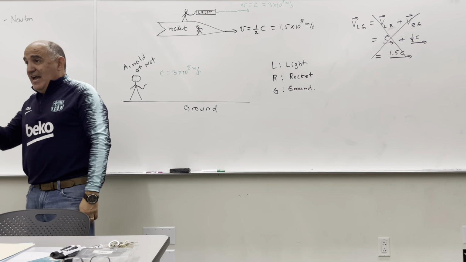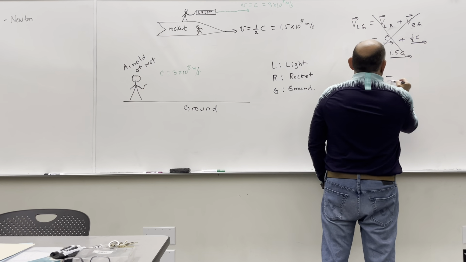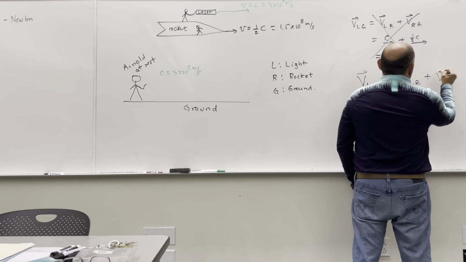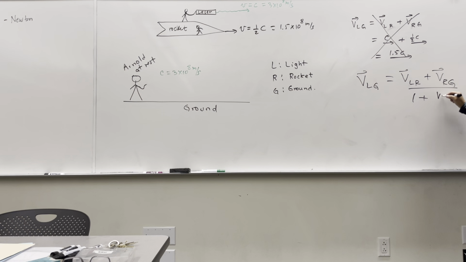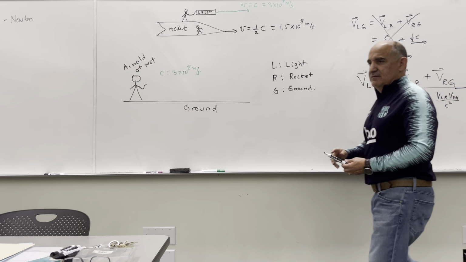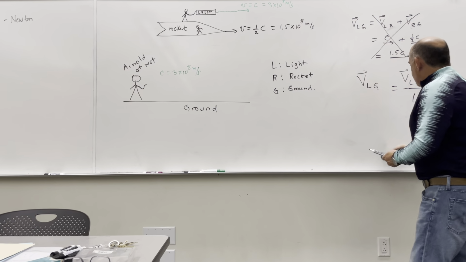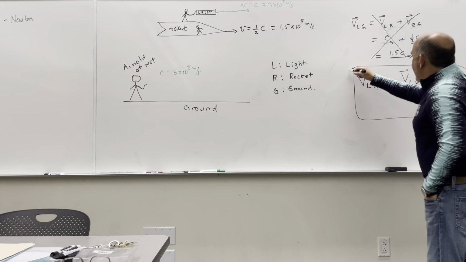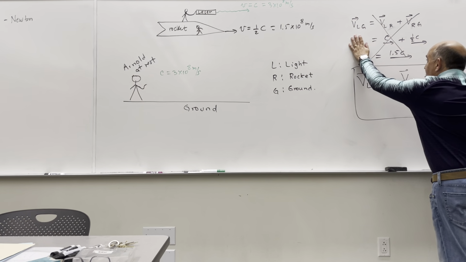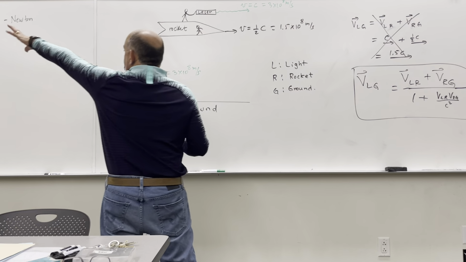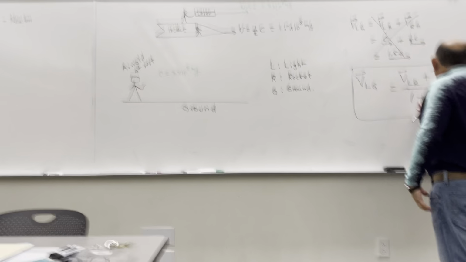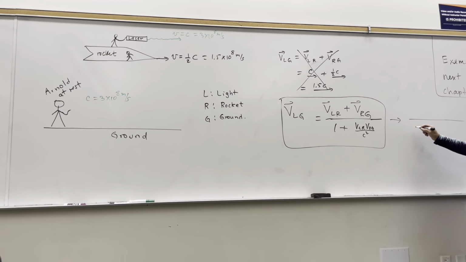But what he did was, he said VLG equals VLR plus VRG, and then 1 plus, and then you multiply those two, and you divide by the speed of light squared. So this is how he fixed it. And this expression, this is what Einstein wrote, and this expression is good for this problem, and it is also good for this problem, because if I took those speeds and I put them into this formula, what am I going to get in the denominator? Just in the denominator. I'm going to get 1 plus.